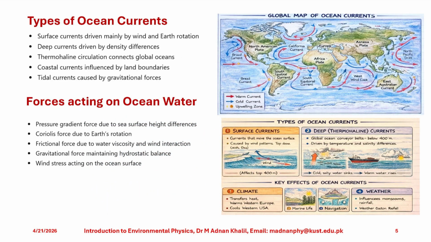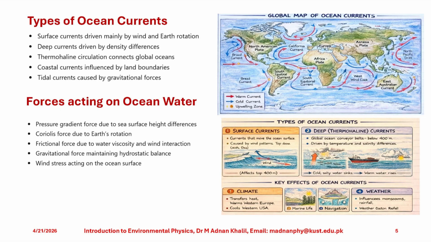This slide combines two important ideas. First, types of currents. Surface currents are mainly driven by wind and Earth's rotation. Deep currents are driven by density differences. The diagram on the right clearly separates surface and deep circulation, showing how they form a connected system.